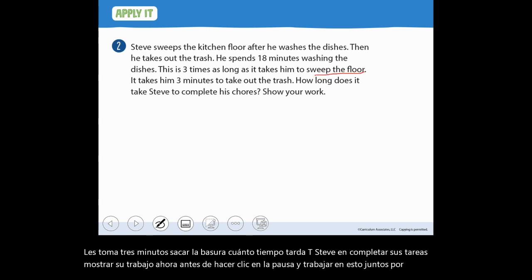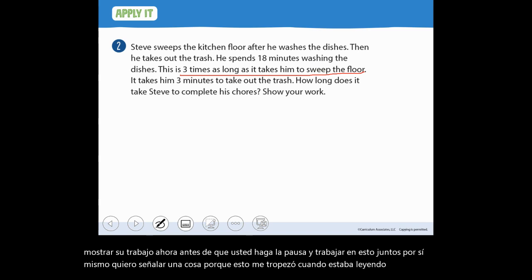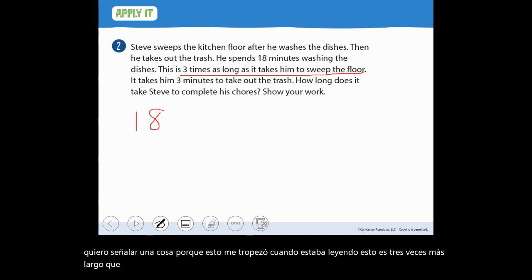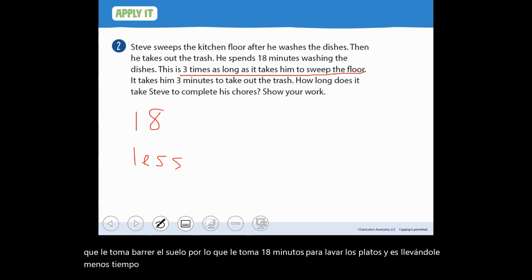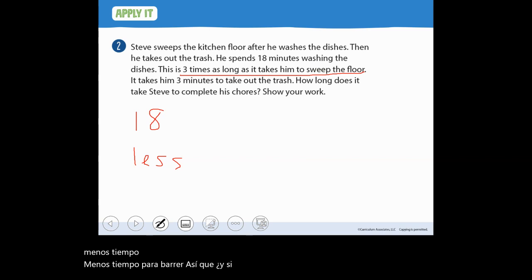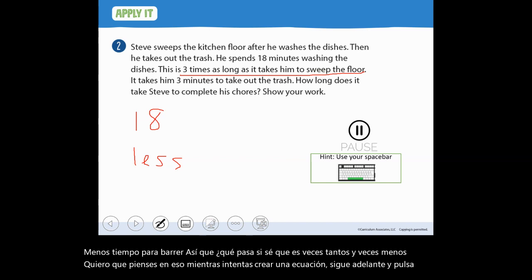Now, before you hit pause and work on this by yourself, I want to point out one thing, because this tripped me up when I was reading it. This is 3 times as long as it takes him to sweep the floor. So it takes him 18 minutes to wash the dishes, and it's taking him less time to sweep. So what if I know it's times as many and times less? I want you to think about that as you're trying to create an equation. Go ahead and hit pause, and I'll be back to talk to you about it.